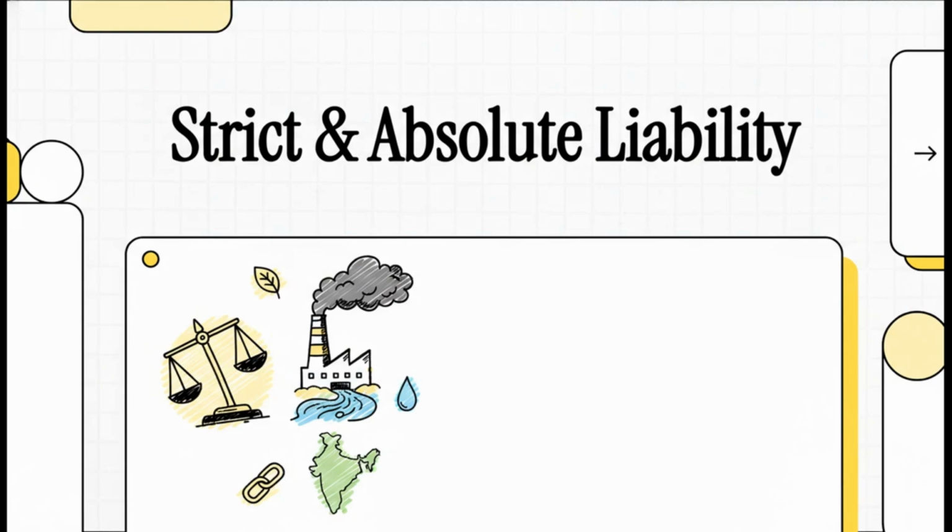Have you ever wondered what happens, legally speaking, when a factory has a major accident and pollutes the environment? Who's on the hook? Well, today we're going to dive into two really powerful legal rules in India that are designed to hold industries accountable: strict liability and absolute liability.